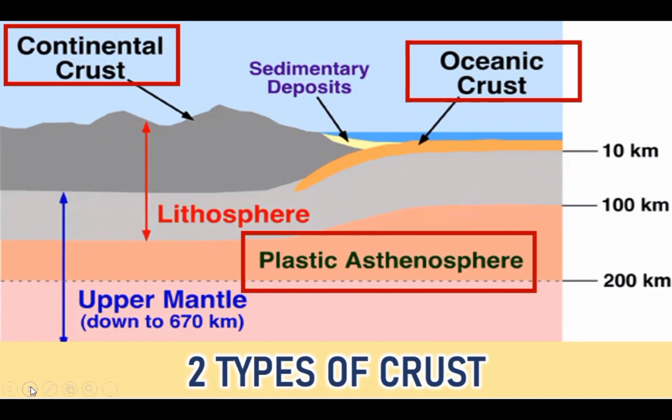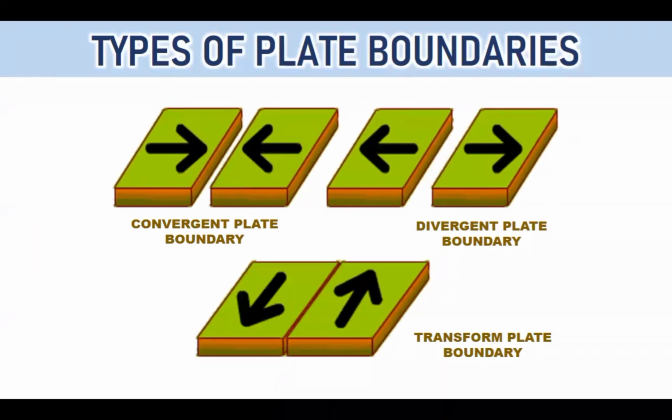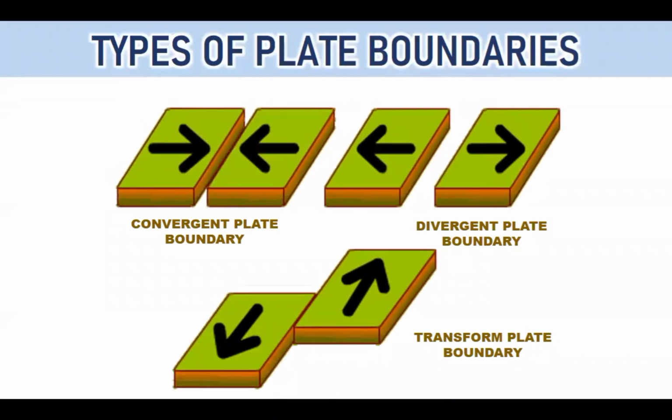To better understand these boundaries, let's have a short experiment. And for this experiment, all you need are Oreo cookies. In this experiment, the upper cookie will represent the lithosphere. The creamy filling is the asthenosphere, and the lower cookie is the lower mantle. As mentioned earlier, plates move in 3 basic ways. Let's look at them one by one.